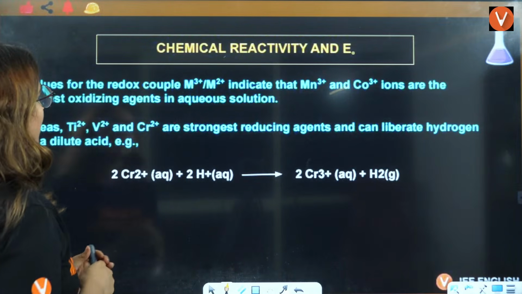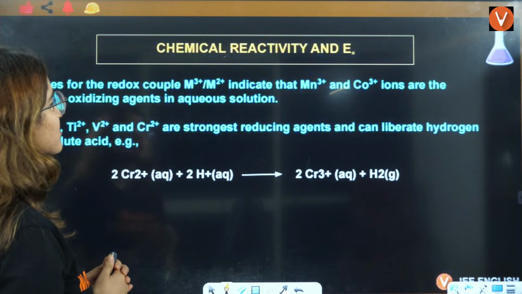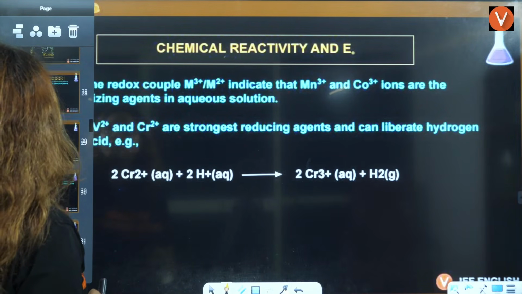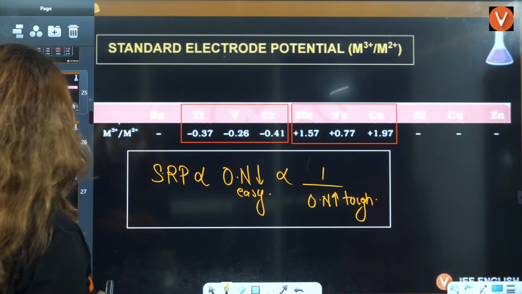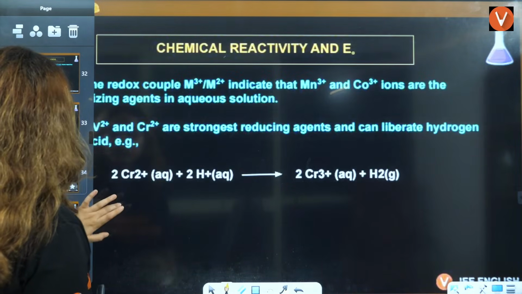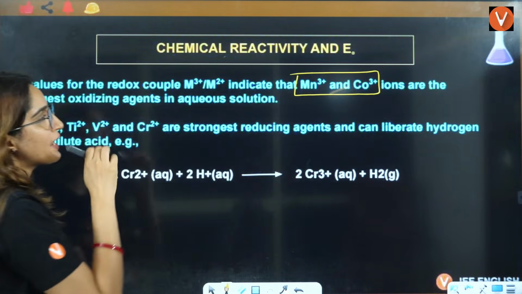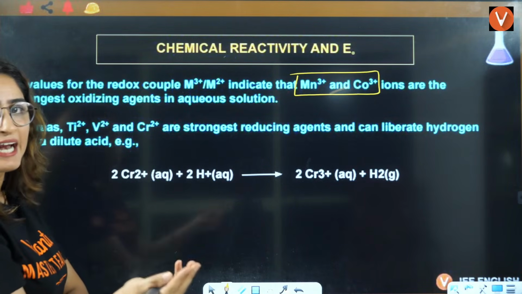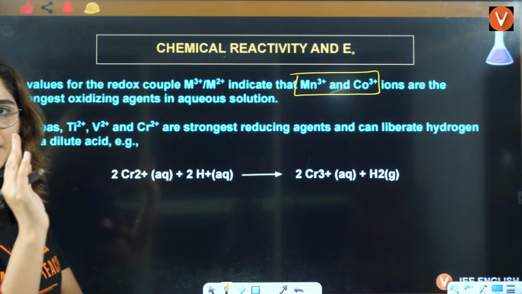E0 for the reduction couple indicates that Mn3+ and Co3+ ions are the strongest oxidizing agents. Let me just see the data for Mn and Co as well. It has positive values, right? Based on that, they are saying that Mn3+ and Co3+ can easily get reduced to Mn2+ and Co2+ ions, so they are the strongest oxidizing agents, right?